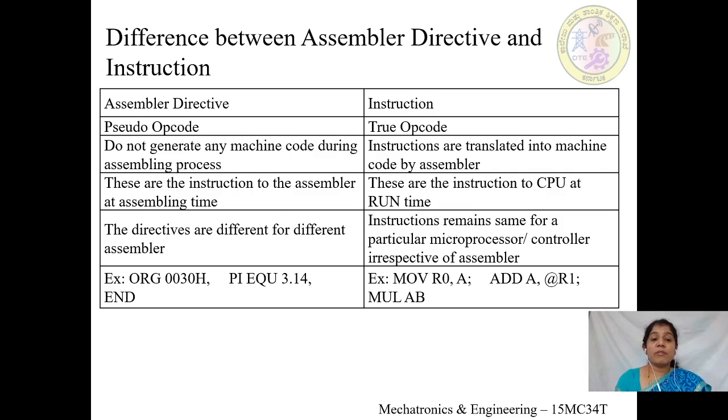Examples of assembler directives: we have discussed a few, origin, equate, end. So these are the assembler directives. And examples of instructions: we have discussed a few instructions like MOV A, #data; ADD A, #data; MUL AB. So these are examples of instructions.